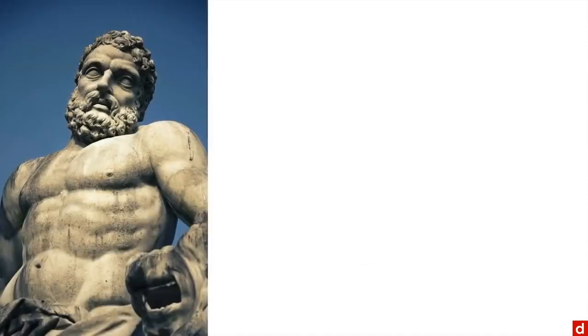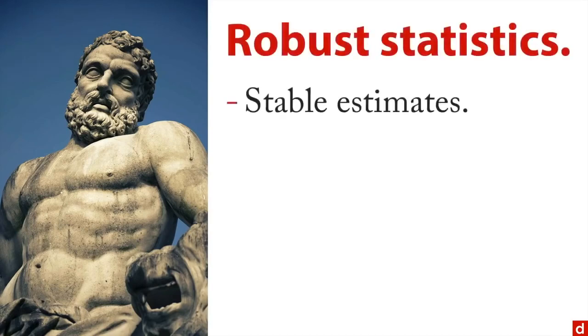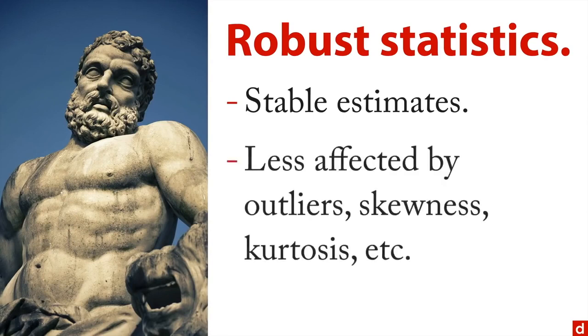So we'll start with robust statistics. This, by the way, is Hercules, a robust mythical character. And the idea with robust statistics is that they are stable, that even when the data varies in sort of unpredictable ways, you still get the same general impression. This is a class of statistics. It's an entire category that's less affected by outliers and by skewness and kurtosis and other abnormalities in the data.